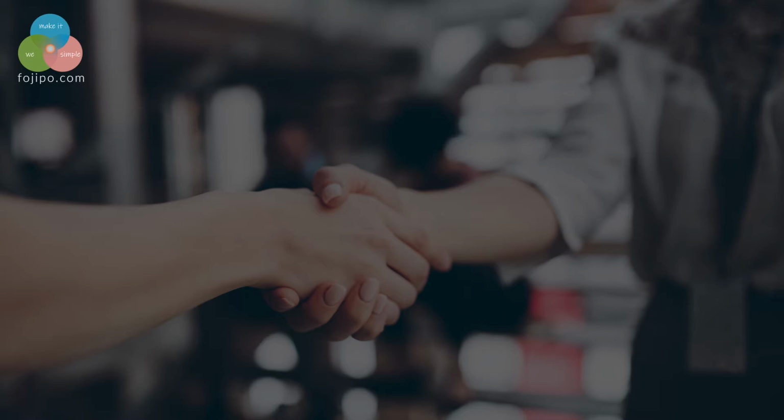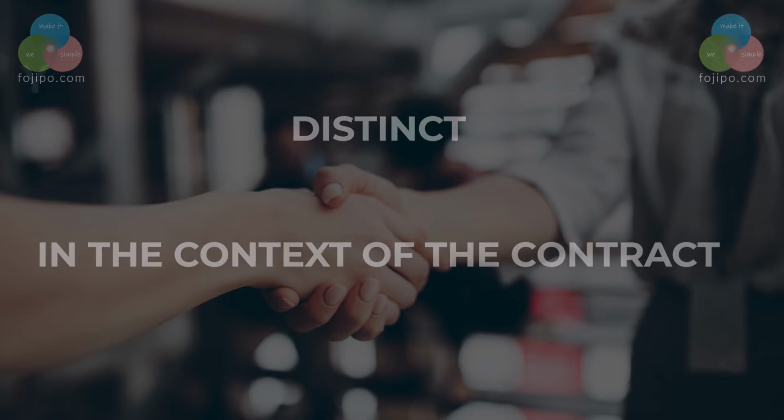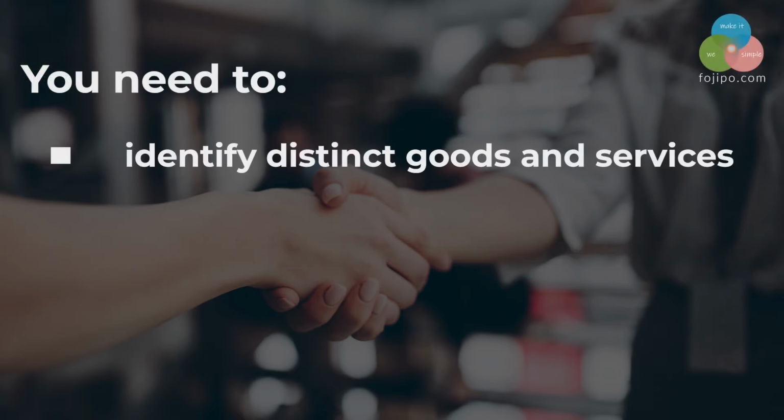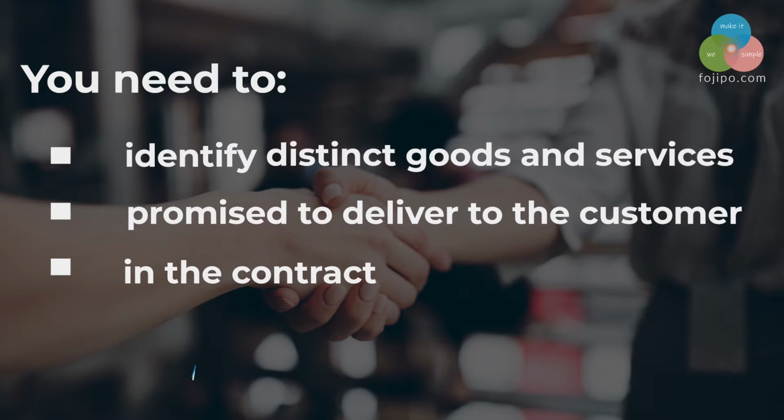Before we get into details, let's start with the key mantra, and that is distinct in the context of the contract. Take a pause and store these words in a safe corner of your head, and let that kick in time and again. Trust me, you will find that really coming handy later on. You need to identify distinct goods and services that you have promised to deliver to the customer in the contract. Each distinct good and service promised in the contract is a separate performance obligation.